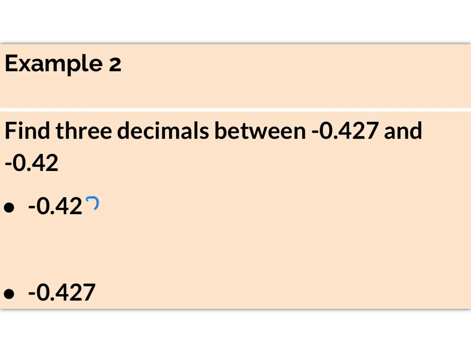So we inserted our 0. And what's in between these two numbers? Well, we got negative 0.421, negative 0.422, and negative 0.433. And you got 434, 435, and 436. So we just asked you to find 3.